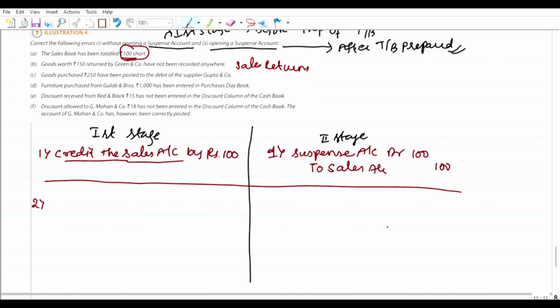Whenever we are getting any sales returns, that means the goods have been returned by Green and Company. It means we sold goods, but the goods were not satisfactory to the consumers, so we are getting them back. That means sales returns. What happened? Goods worth rupees 150 returned by Green and Company.